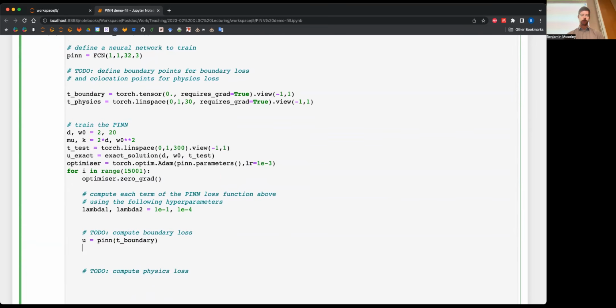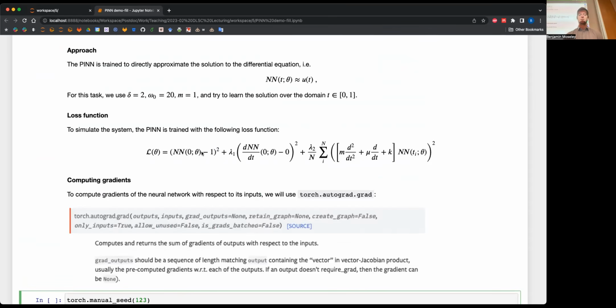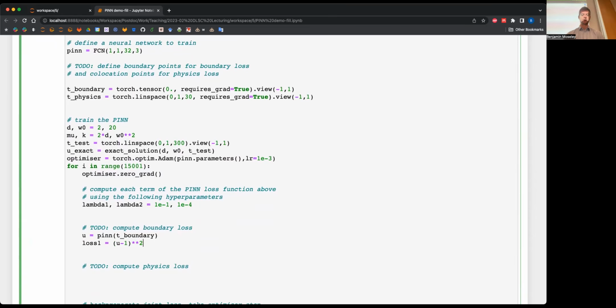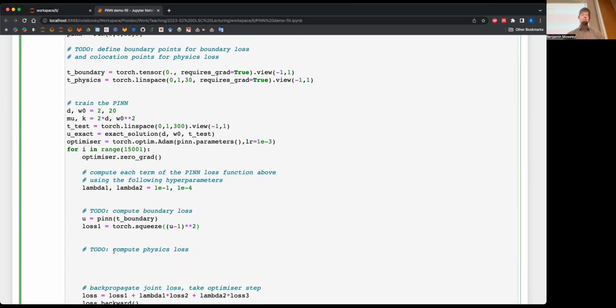And then we say our first loss is just u minus 1, like this. So we're just saying the neural network is 1. And then we're just going to square this. And the other thing we want to do is just squeeze this into a single scalar value. So this is just 1 point, so we're just going to squeeze it.